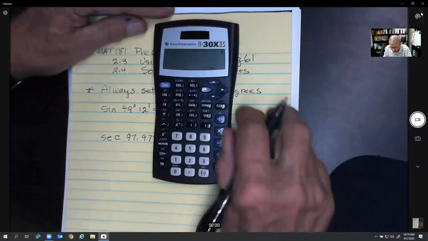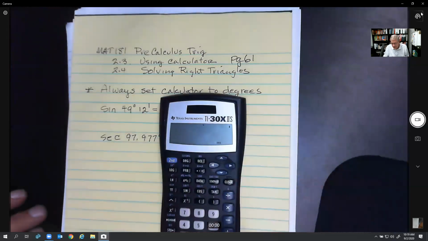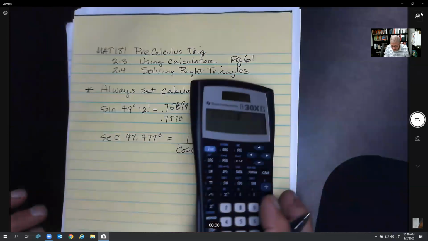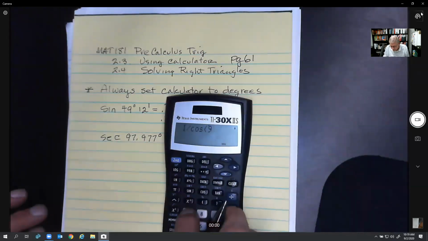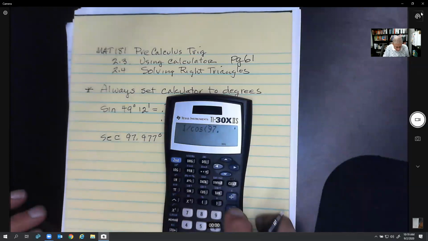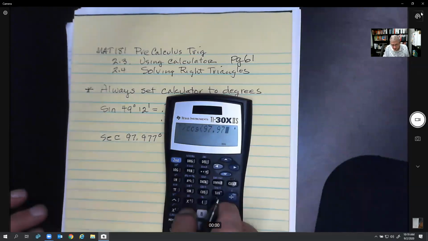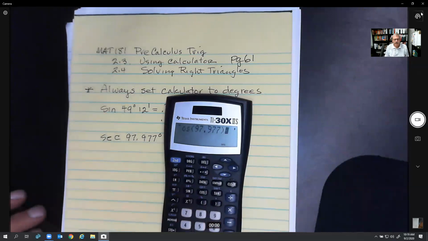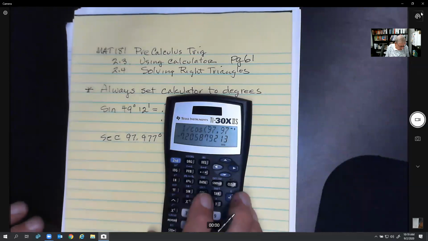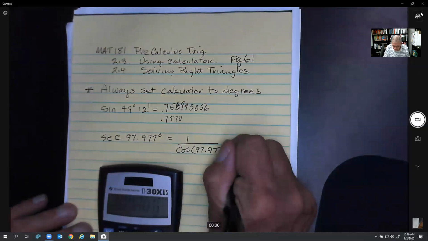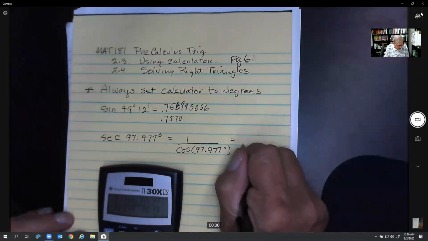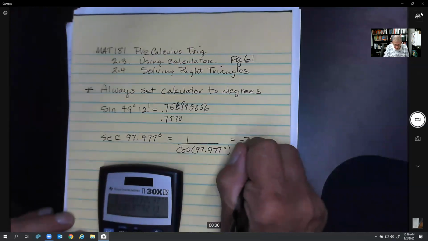So I'm going to hit 1 divide cosine parentheses 97.977 parentheses equals. And that will give me the equivalent of the secant. So remember, the secant and the cosine are reciprocal functions. And that's why you have to kind of remember some of that stuff.